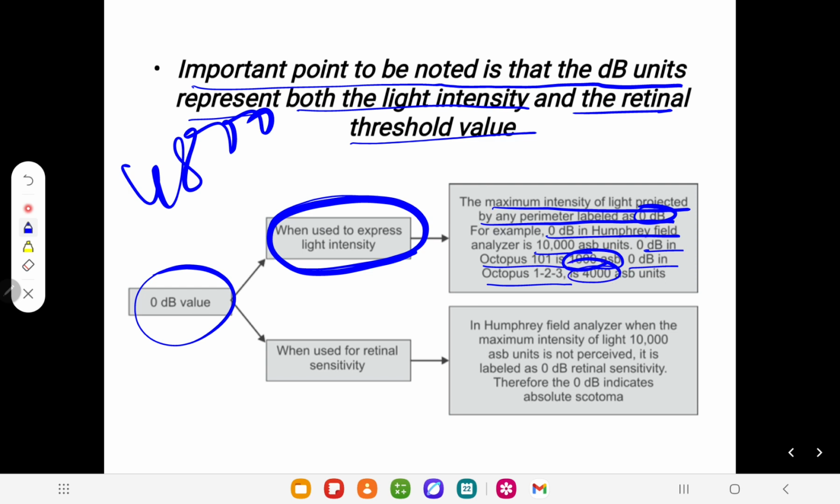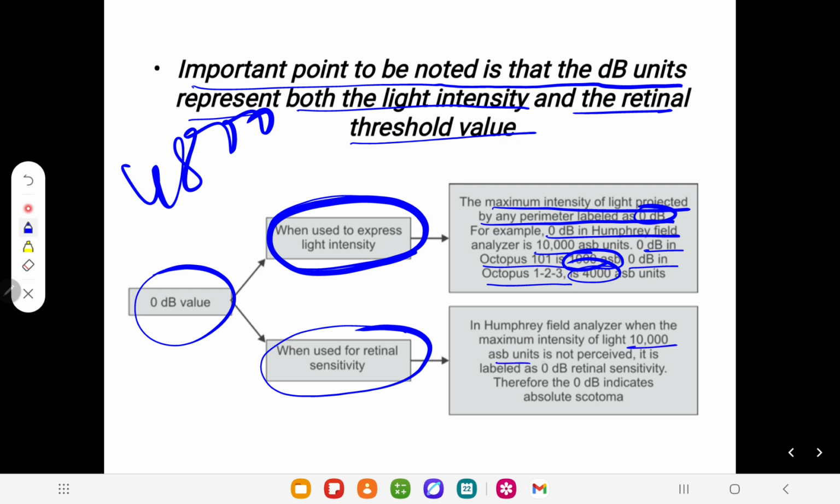But in case of Humphrey, it's 10,000 apostilb. So it actually varies from machine to machine. 0 decibel means different things. But 1000 apostilb in Humphrey or 1000 apostilb in Octopus is always 1000 apostilb, isn't it? So that matters.